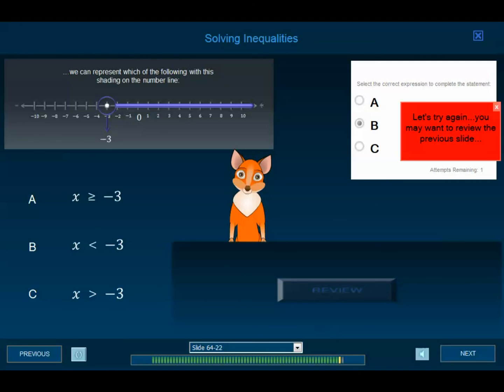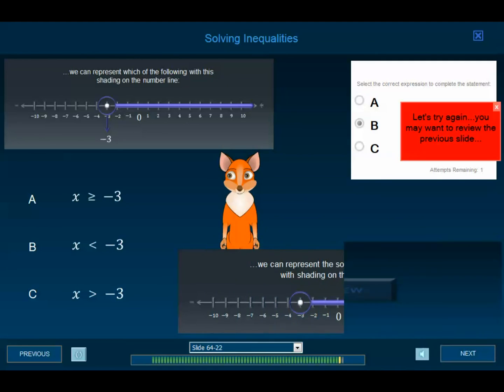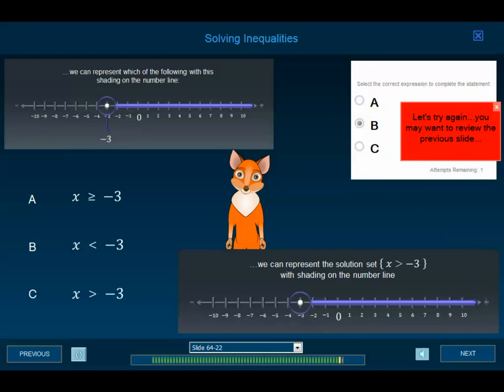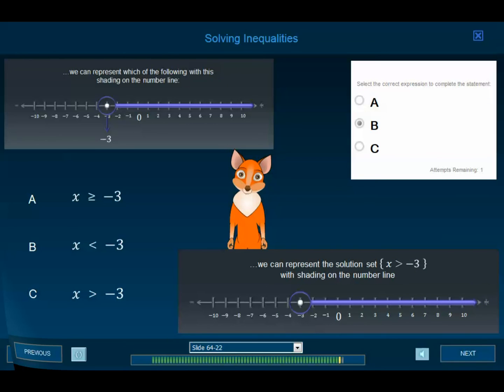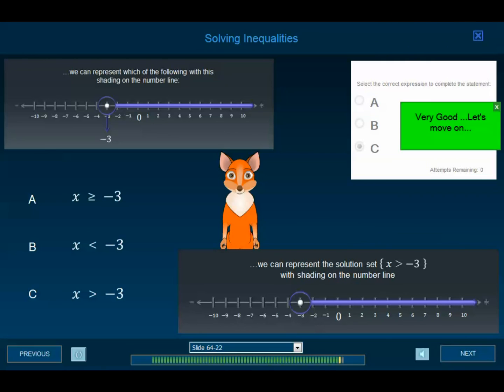Shading to the right means greater than, and again the open circle means not included or not equal to. Good work. We can represent x is greater than -3 with this shading on the number line.